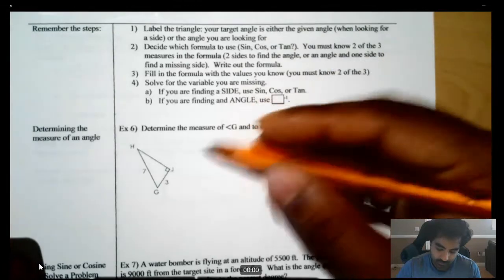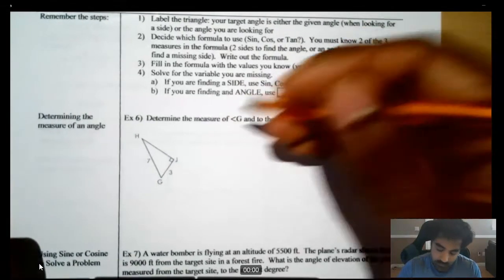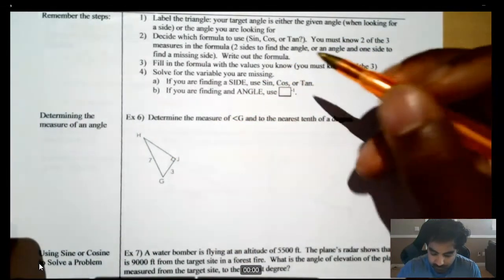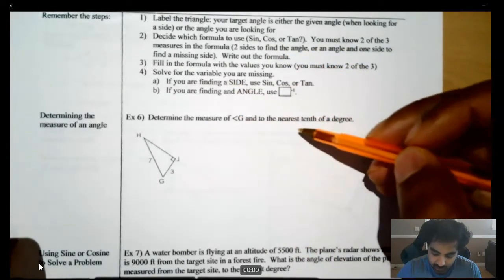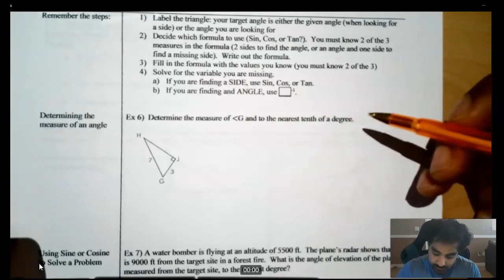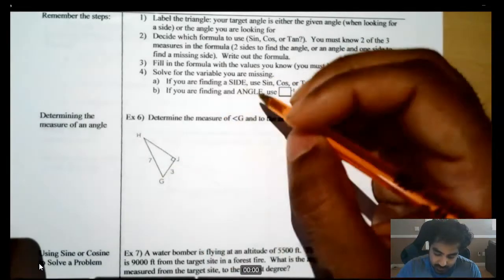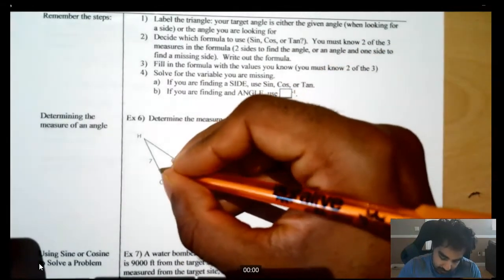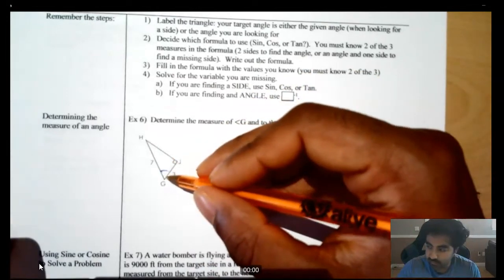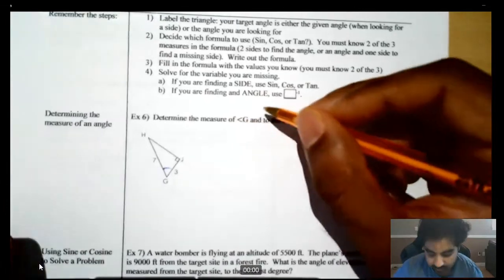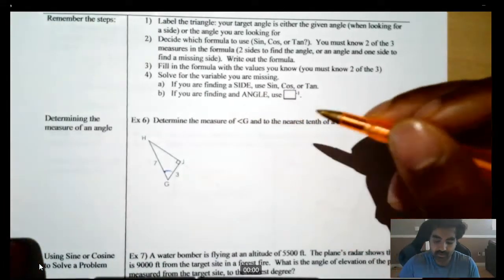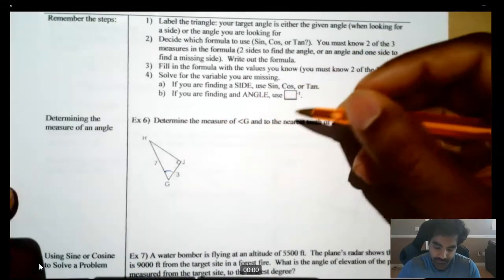Okay, so again, we'll just start with the steps. Let's label the triangle in this case. So it says determine the measure of angle G to the nearest degree or tenth of a degree. So angle G, where is angle G? It's right here, right? So this is a reference angle in this case, and we're looking for an angle. So since we're looking for the angle, we know at some point we're going to use either arc sine, arc cos, or arc tan.